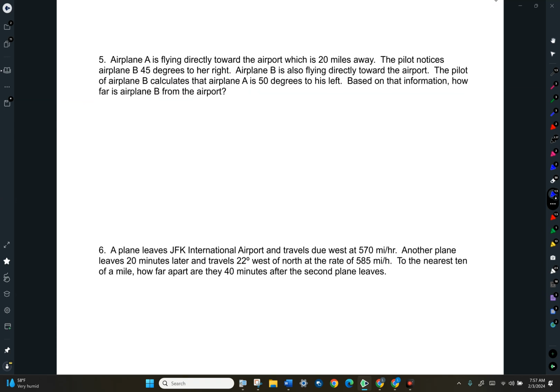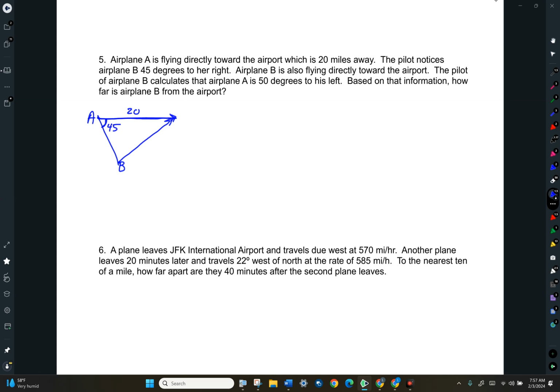So airplane A is flying directly toward the airport, which is 20 miles away. All right, so I'll say here's airplane A. They're flying directly towards the airport, which is 20 miles away. The pilot notices airplane B 45 degrees to her right. Well, if I'm flying this direction, then to my right would be this direction. So I'll say here's airplane B, and it says 45 degrees, so that angle is 45 degrees. Airplane B is also flying directly toward the airport. So this guy's flying directly that direction also.